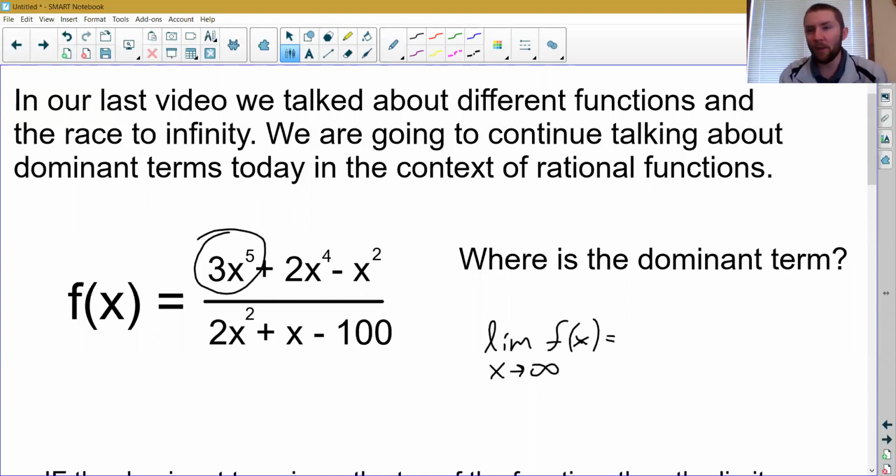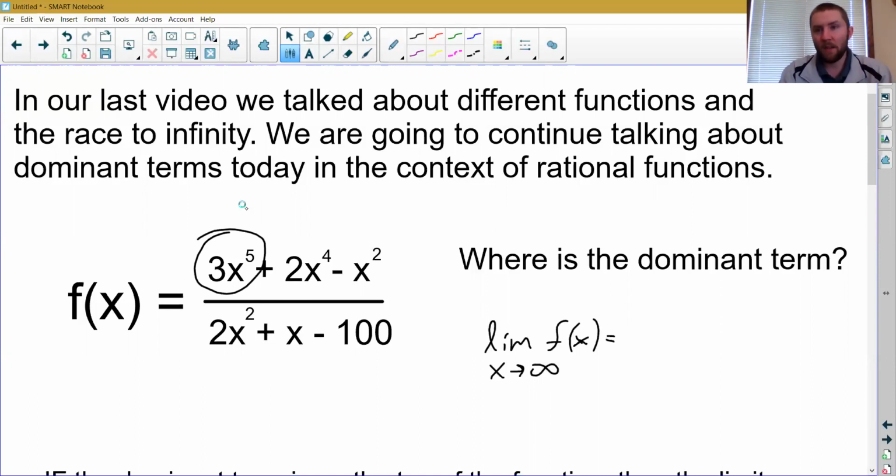It would win the race to infinity because there are no exponential functions. Remember, those were the ultimate winners, something to the x power, exponential growth functions. But in this case, there are none of those, and x to the fifth is the highest exponent, the highest power, so that wins the race to infinity.